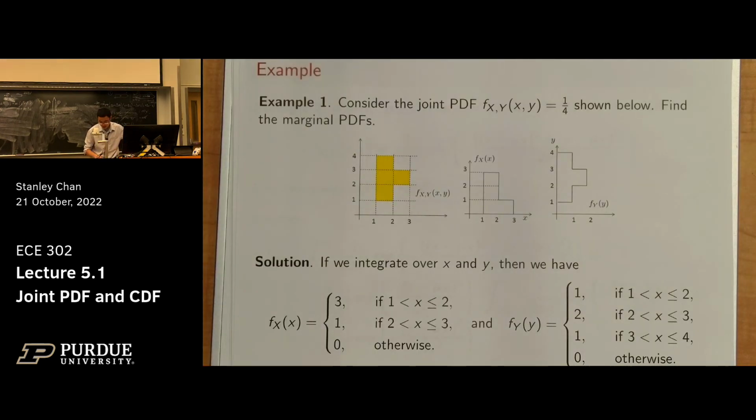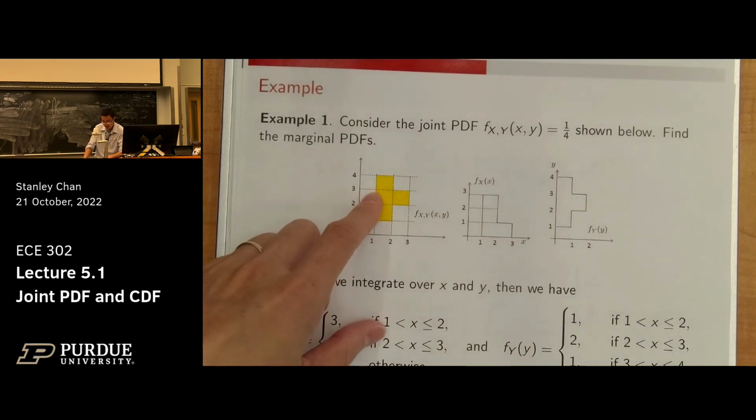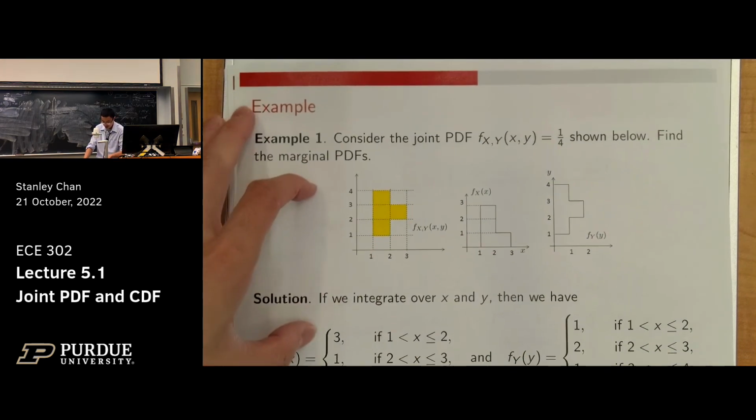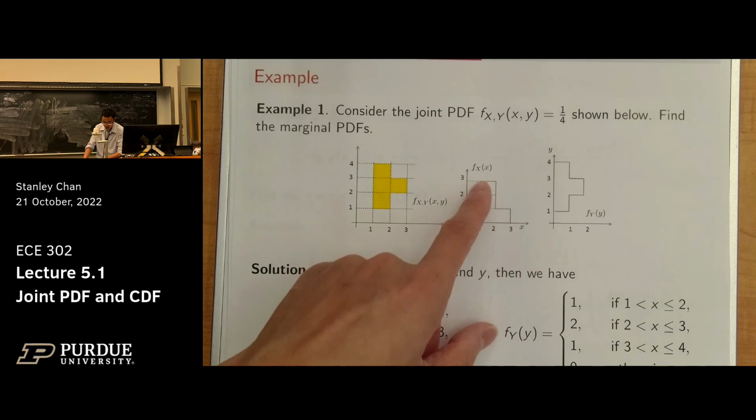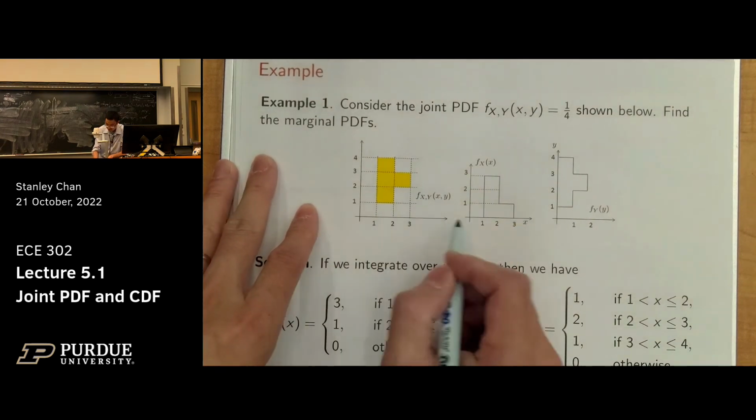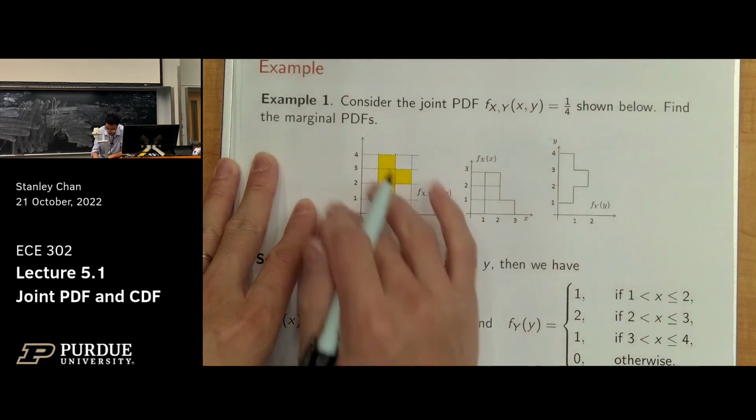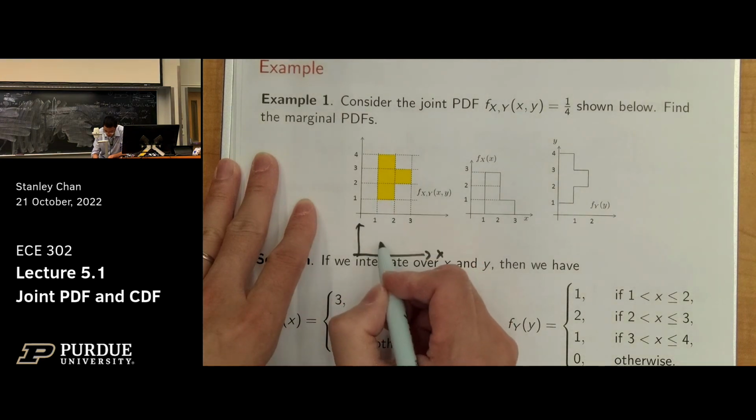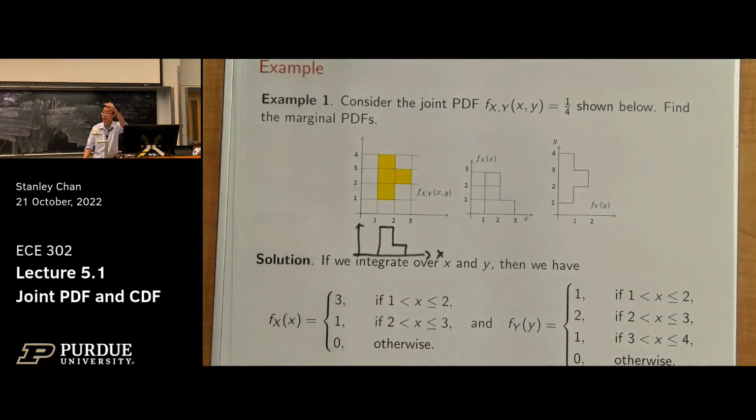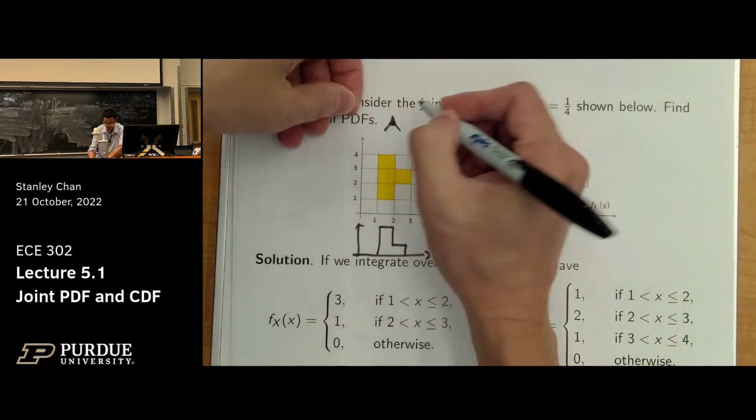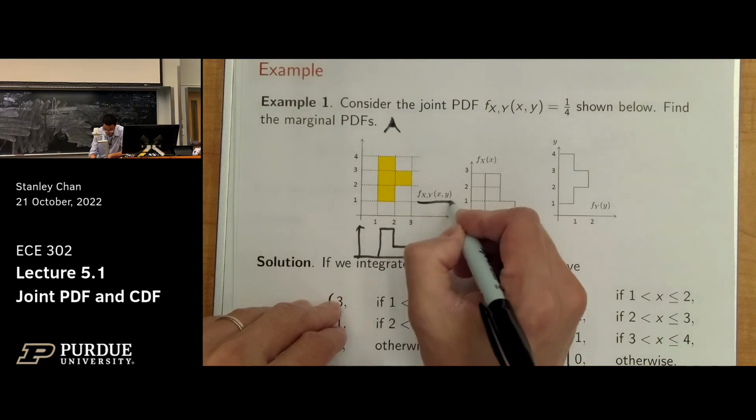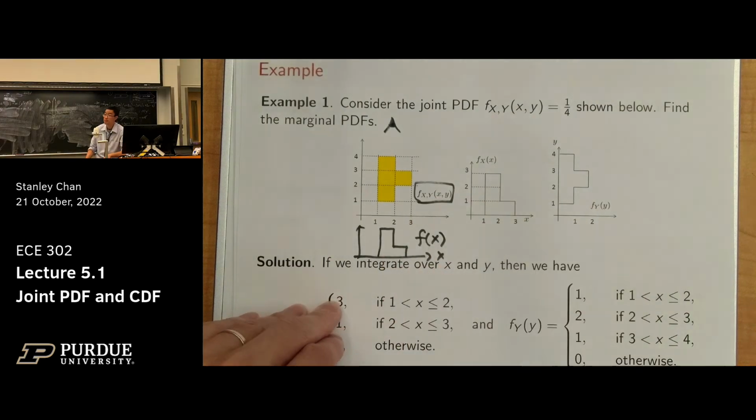Here's an example. If this is the PDF f(x,y), I have 4 squares, they are all 1/4 each. Then the PDF of x will be what? Well, you look at this two-dimensional diagram here. This is your x-axis, right? You see how many are there? There are 3, so 3 and then 1. It's like a projection. You see from the top. You put your eye here. Then this is what you're seeing. So this is f(x,y) and this is f(x).